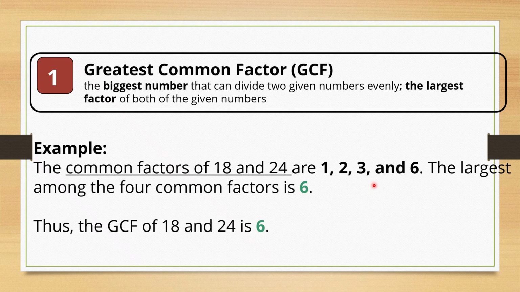Notice that there is no 4 next to 3, because 4 is only a factor of 24, but not of 18. 5, both numbers are not divisible by 5, and so we have here the last factor, which is 6. So therefore, the largest among the 4 common factors is 6. Thus, the GCF of 18 and 24 is 6.